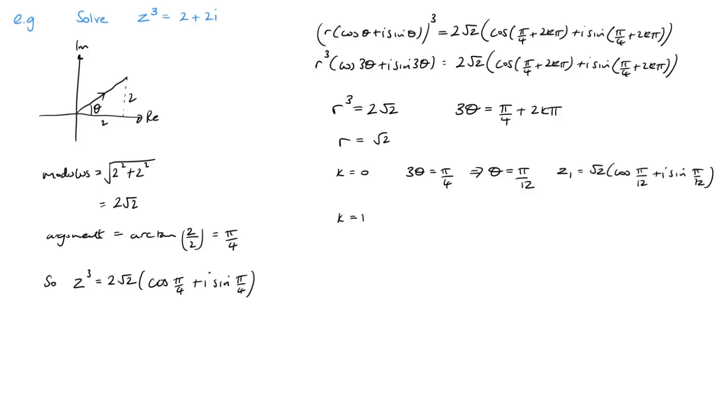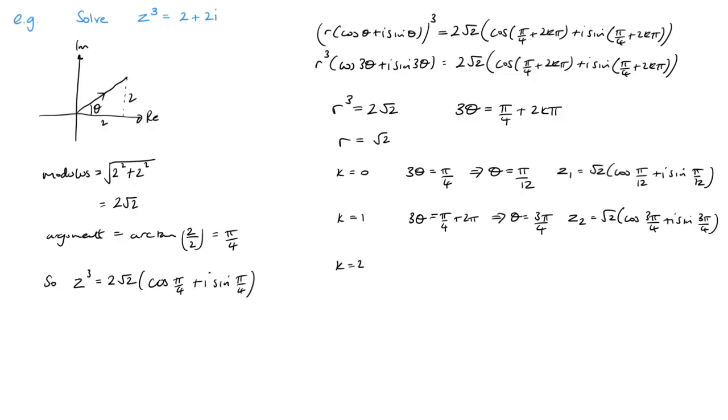This time I'm just going to do all positive numbers, just to show you can do it with all positives. So k equals 1, then we've got that 3 theta is equal to pi over 4 plus 2 pi. So pi by 4 plus 2 pi is 9 pi by 4. Dividing by 3 is 3 pi by 4. So this time Z2 is root 2 cos 3 pi by 4 plus i sine 3 pi by 4.